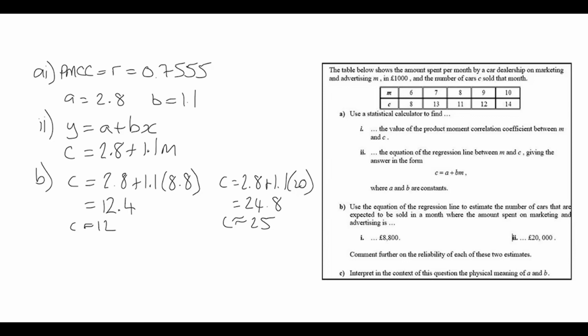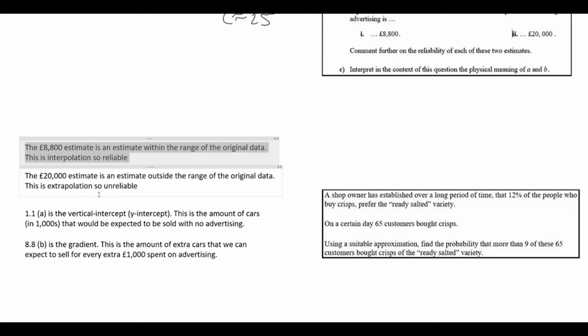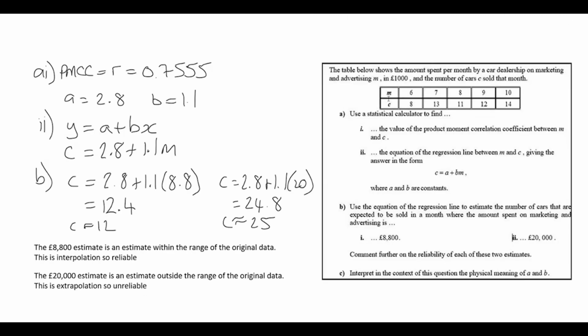So 8.8 is within that range, that's interpolation, while 20 is outside of that range, and it's extrapolation. Interpolation is going to lead to a reliable result, while extrapolation is going to lead to an unreliable result.